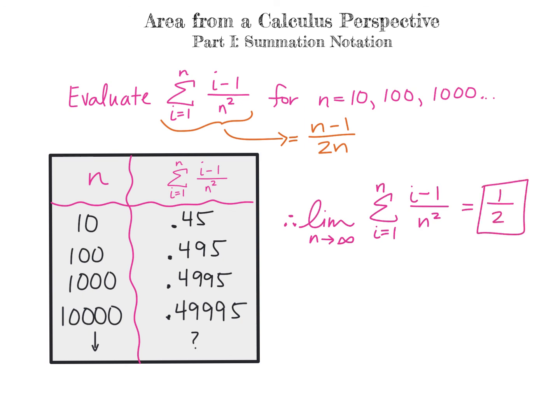Now, we did find this using a table and using a lot of simplification, but when we look to what this ended up equaling, n minus 1 over 2n, if we find the limit as n goes to infinity, we can clearly see that our leading coefficients in both the numerator and the denominator simplify to 1/2. Therefore, that is how we get this final answer of 1/2. In part 2 of area from a calculus perspective, we will be using these ideas of the limit as n goes to infinity in order to find the area under a curve.